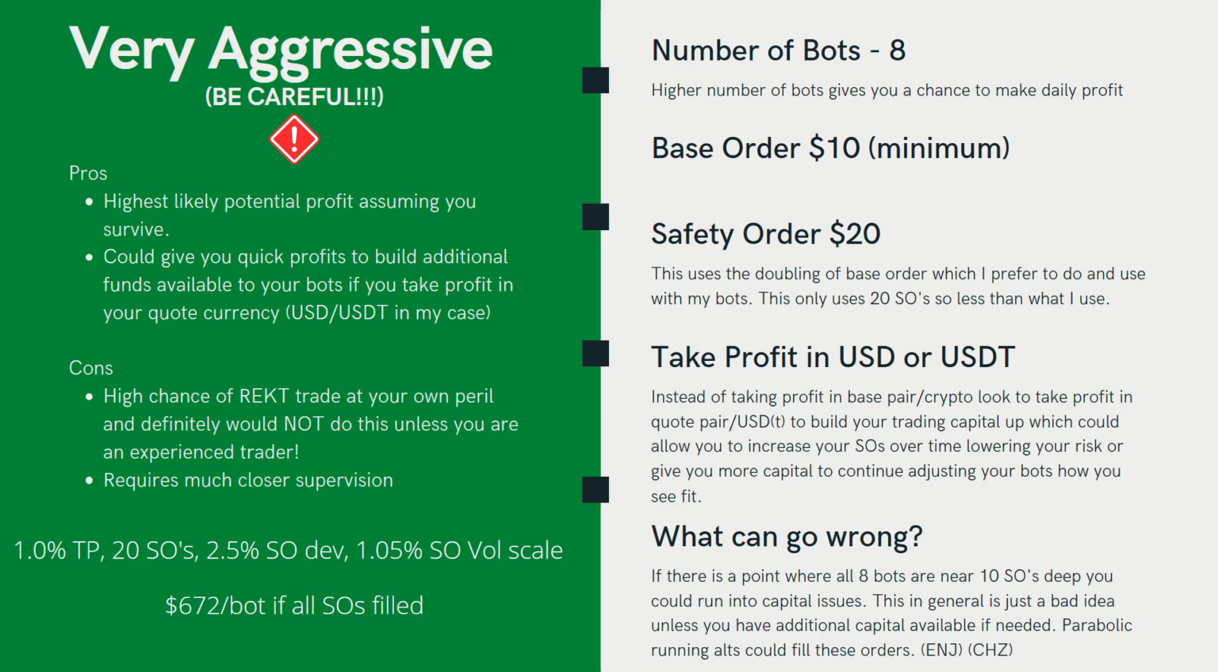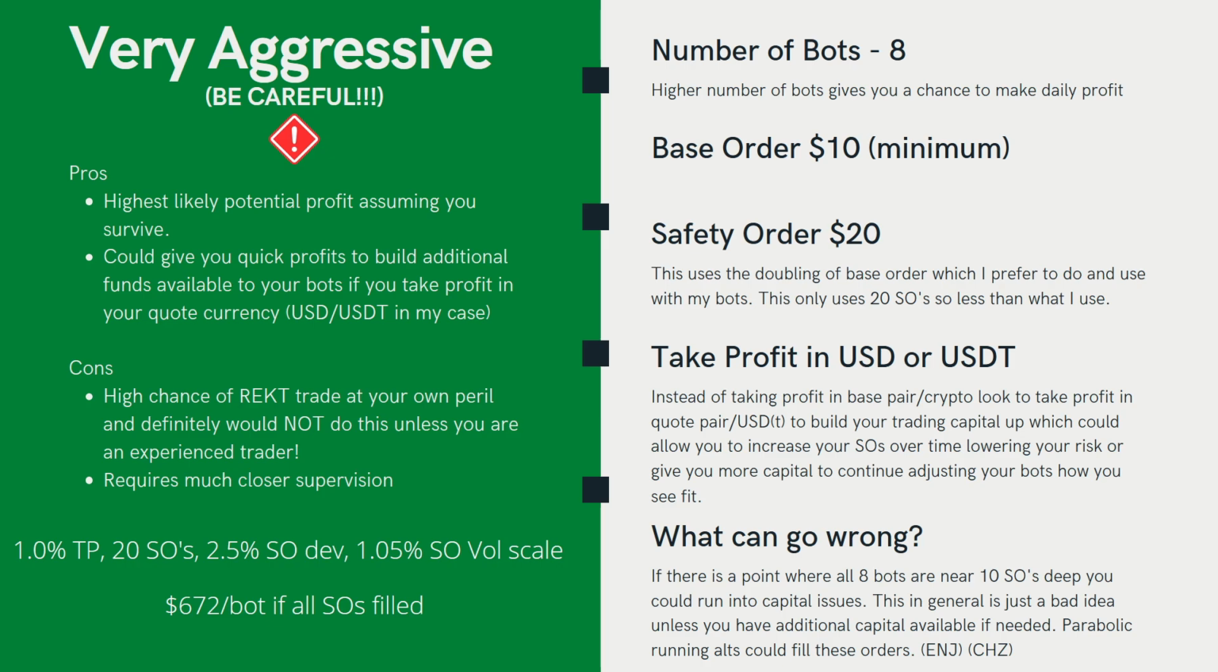More safety order deviation is kind of safer because it gives you a bigger window, but you could get stuck in your trades for a lot longer because price isn't doing what it needs to get you out of your trade, too. So keep that in mind. If all safety orders filled in this instance, you would need $672 per bot.